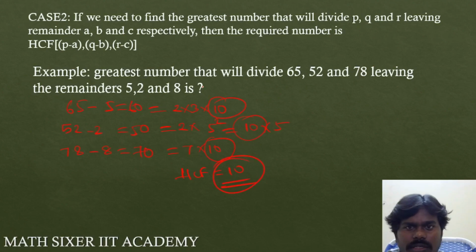That means when you divide all these numbers by 10, you will get the remainders 5, 2 and 8 respectively. It is very simple to understand. 65 divided by 10 gives remainder 5.